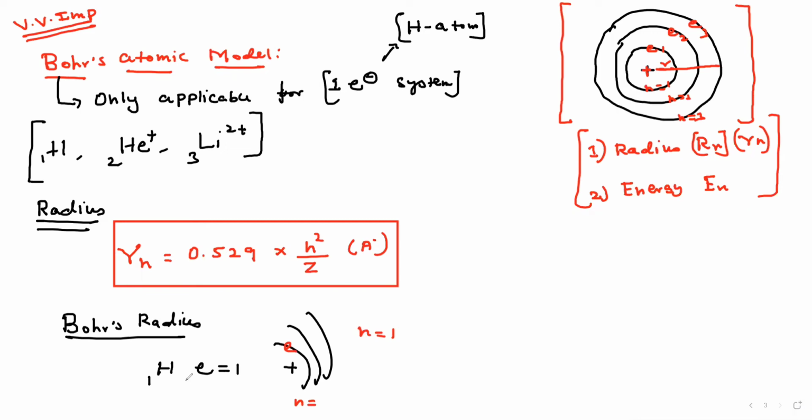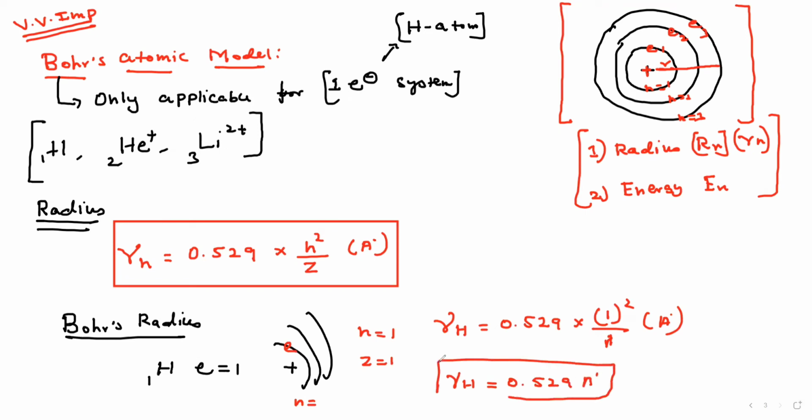For the hydrogen atom, the n value is 1, and the number of electrons Z is also 1. Now apply the formula: the radius of hydrogen equals 0.529 times 1 square by 1, in Angstrom. So the radius of hydrogen is 0.529 Angstrom. That is the Bohr radius.